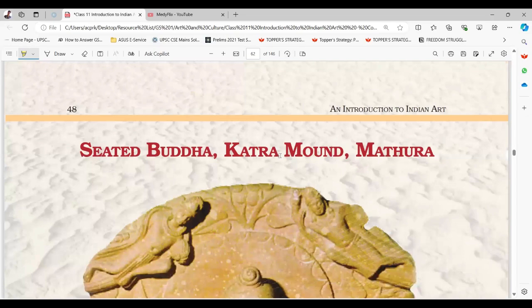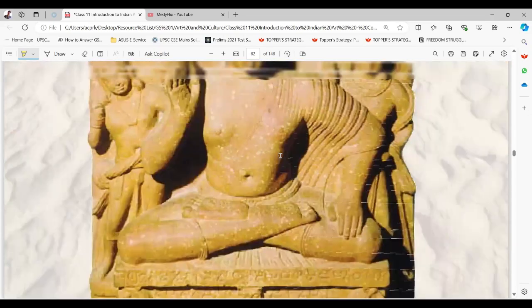Seated Buddha, Katra Mount, Mathura. You can see them here.